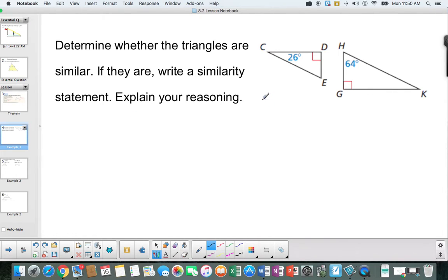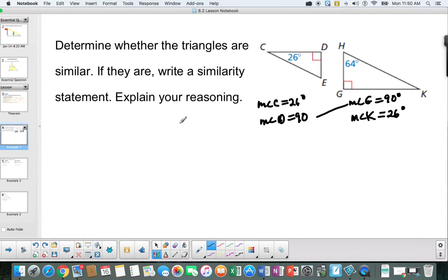Okay, so for the first triangle, I see that the measure of angle C is 26 degrees. And I see that the measure of angle D is equal to 90. Looking at the other triangle, I see that the measure of angle G is equal to 90 degrees. So already I have a pair, and I am going to try to figure out the measure of angle K, and I'm going to do that by subtracting from 180, and I get 26 degrees. So I see two pairs of angles. I see a pair of angles here, and I see another pair of angles here. So I know that, yes, they are similar by angle-angle similarity.